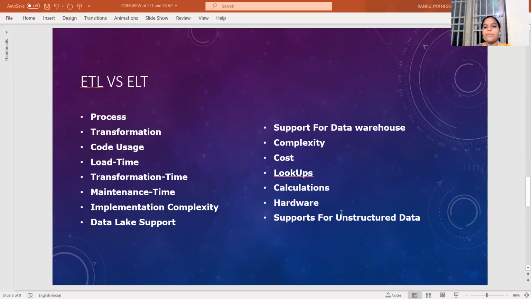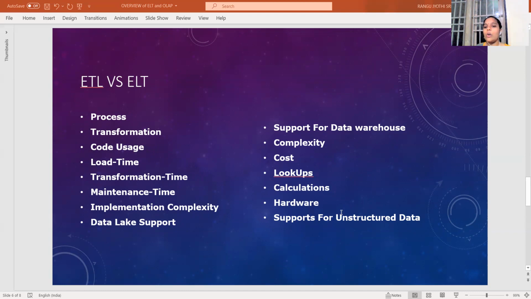In ETL, the data is transformed in the staging server and then moved to the data warehouse database, whereas in ELT, data remains in the database of the data warehouse. And this is the process step. Next is transformation. Transformation wise, transformation is done in the ETL server and staging area, whereas in ELT, transformation is performed in the data warehouse itself.